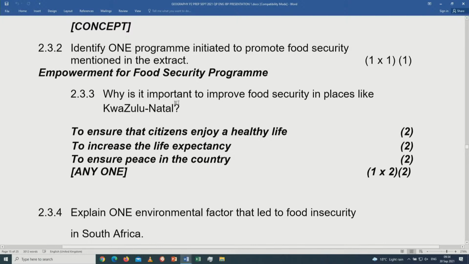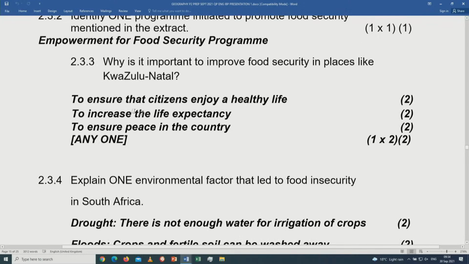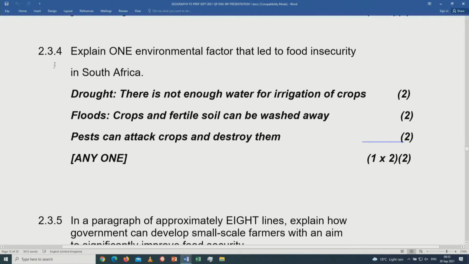2.3.3, why is it important to improve food security in places like KwaZulu-Natal? These possible answers were still seen in the extract. To ensure that citizens enjoy a healthy lifestyle, 2 marks. To increase the life expectancy, 2 marks. To ensure peace in the country, 2 marks. Any two, 1 multiplied by 2 will be 2 marks. Okay?